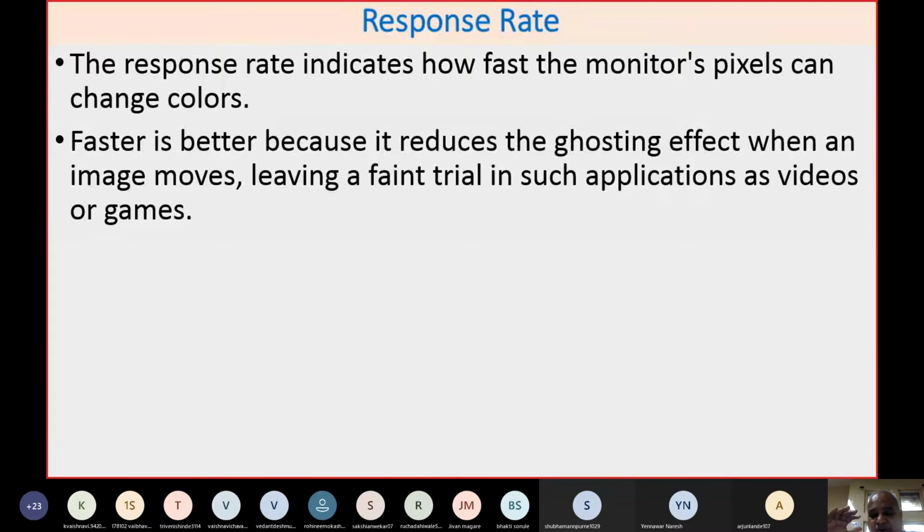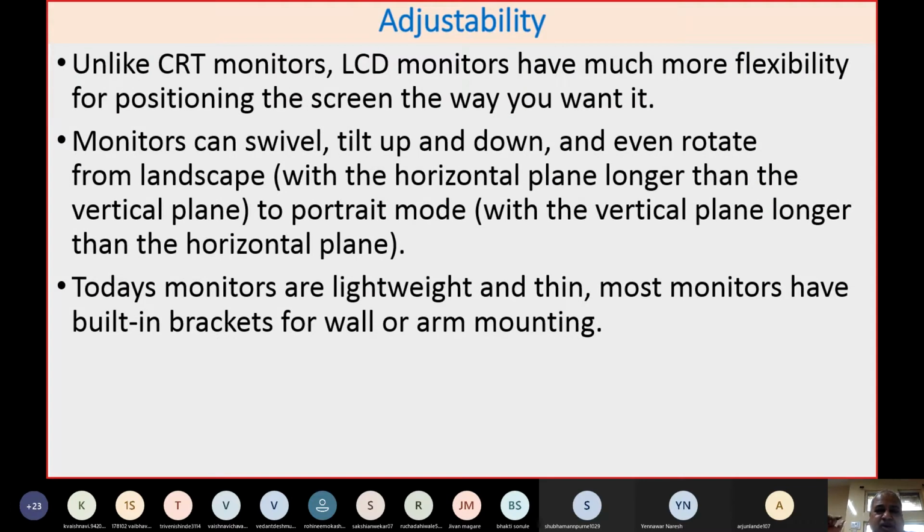Nowadays it is possible to have a very flicker-free vision of a camera. Now another important feature of today's monitor is adjustability. Unlike CRT monitors, LCD monitors have much more flexibility for positioning the screen the way you want. You can position your LCD monitor both ways: vertical side it can rotate, horizontally it can rotate.